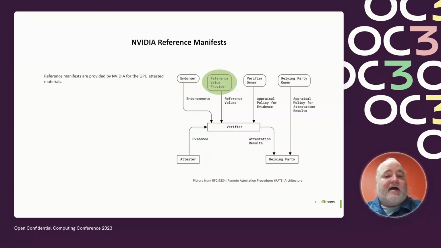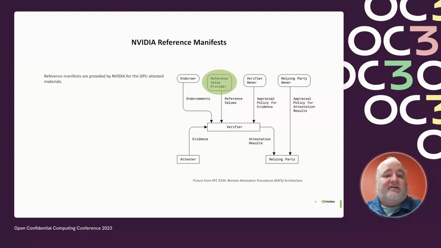So NVIDIA also provides what we call reference manifests. Reference manifests are basically the way you know that a specific measurement is a valid measurement, and that when you measure against this and compare it to the reference value, so when you take your evidence in the verifier, compare it to the reference values, if those comparisons match, then you know that the GPU is in a confidential compute state, and that confidential compute state has been attested to and claimed by NVIDIA to be secure.